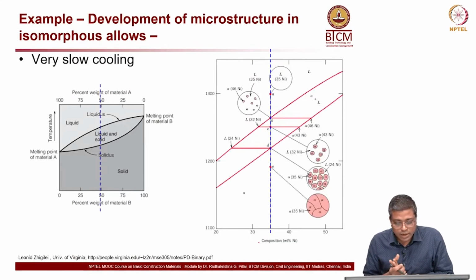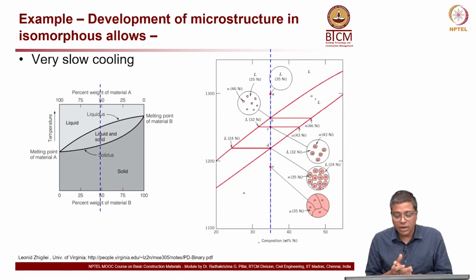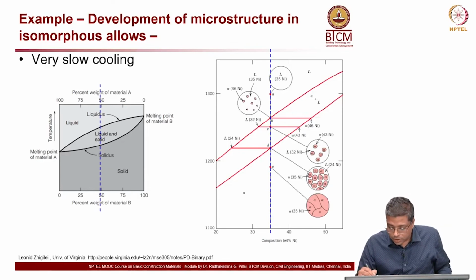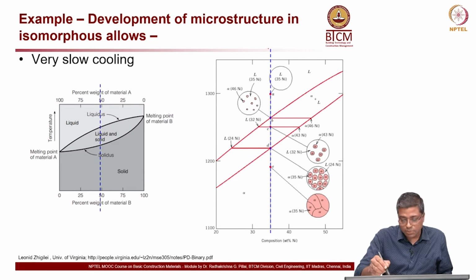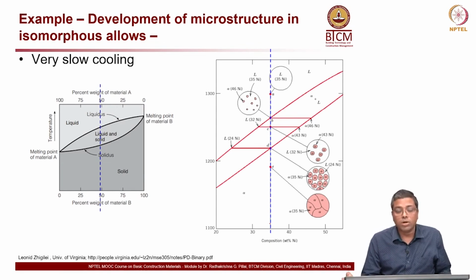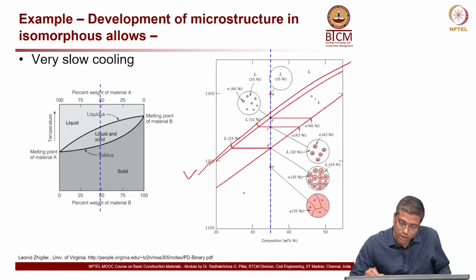Now, one real example, until now we were talking about schematics. This is a real example from the textbook. You can see here the blue line, if you follow the one on the left side, and the same or a similar line I have drawn on this sketch. This is the liquidus line, and this is the solidus line.